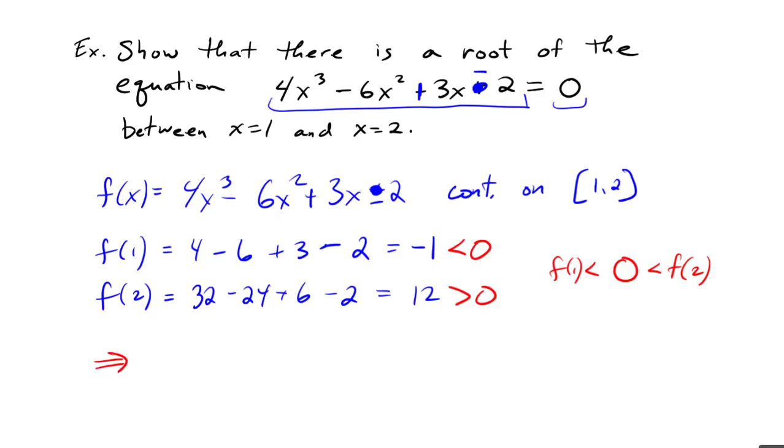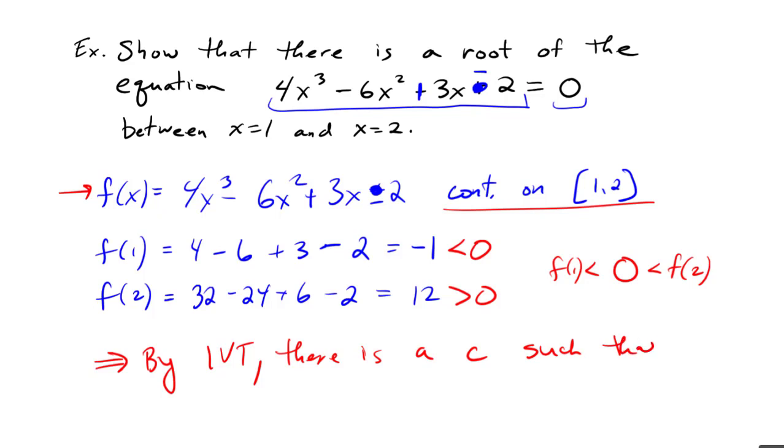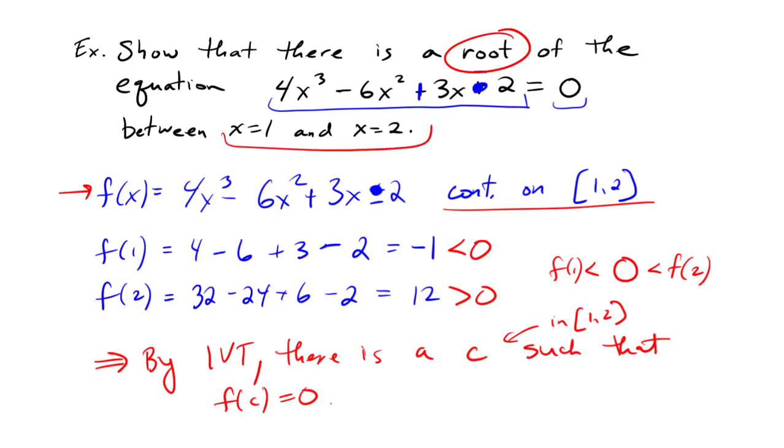So, since I used a function that was continuous on that interval, and I found it was negative at one end and positive at the other end, by IVT, there is a c in [1, 2] such that f of c equals 0. So I've shown that there's a 0, or a root, of that equation between 1 and 2. And that's how it can be used.